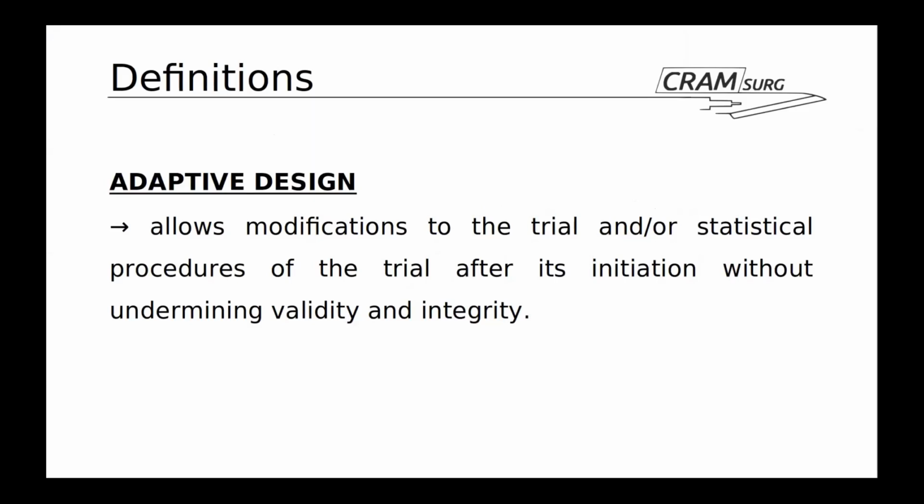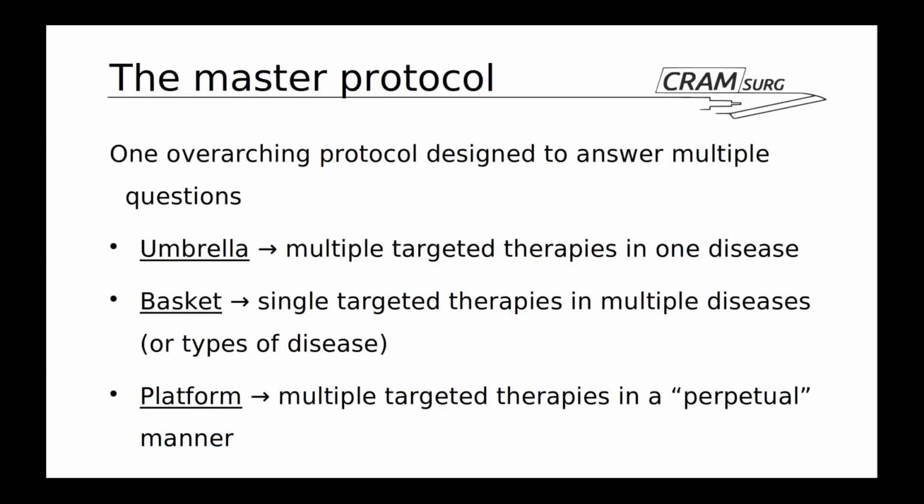Adaptive design is basically a method that allows modification to the trial and/or statistical procedures of the trial itself after its initiation without undermining validity and integrity. A mouthful, I would say, and we're certainly going to have a look at some examples of how this applies in real life. But it is becoming more and more valuable and more used in trials that we're coming across, particularly after COVID. So I think it's worth having a look at it.